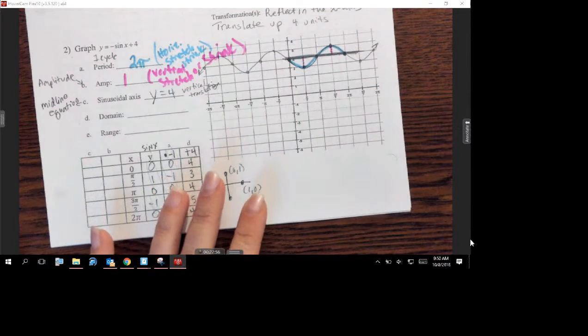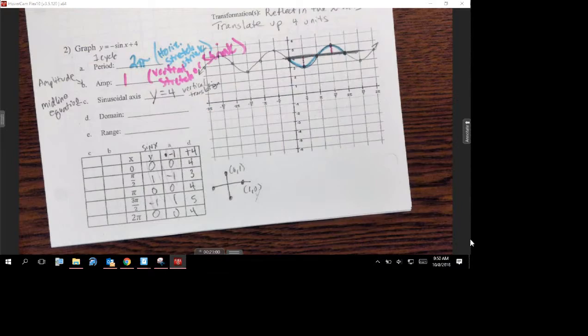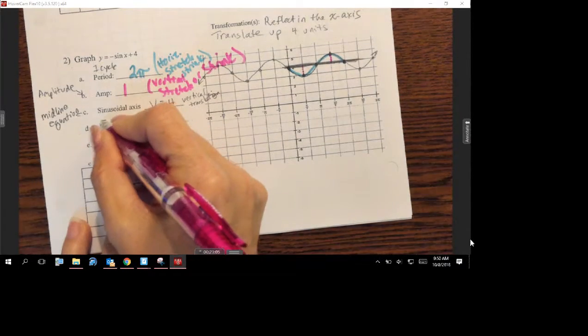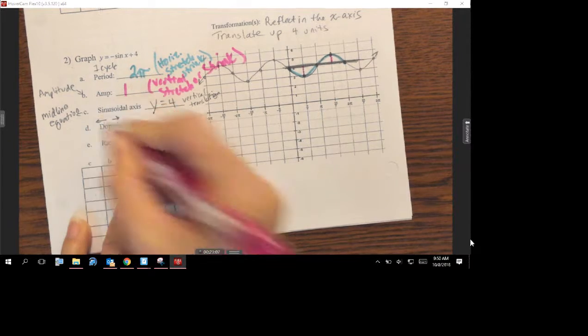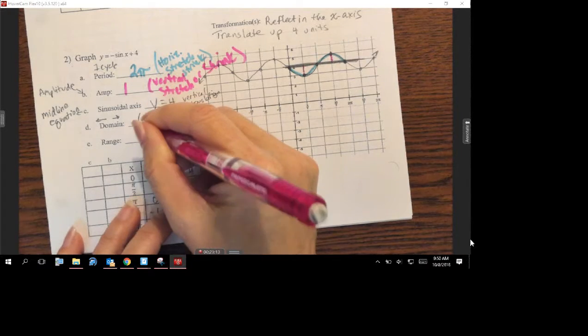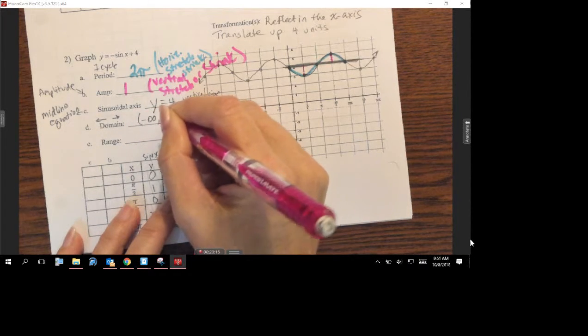So all of these are coming from the transformation, and since we went up 4, that was up 4. Domain is left to right, all the x's, left to right. How far does this graph go to the left to the right? It's all real numbers. We're going to put it in interval notation. Negative infinity, positive infinity. Yeah?